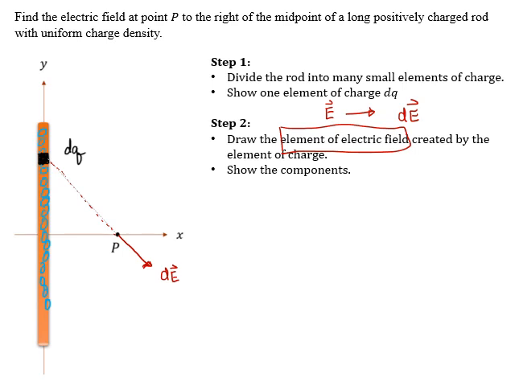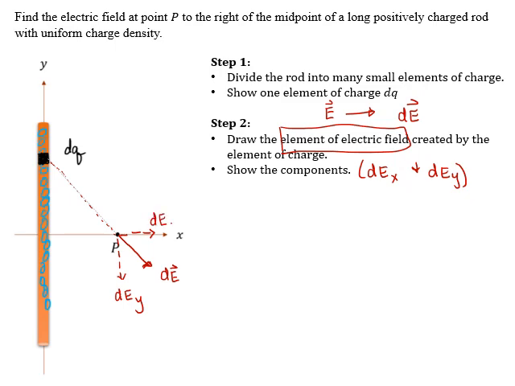dE is a vector, so it has components. Those components are going to be the x component and the y component. So we should show those components as well. So the x component is going to be to the right, and the y component is going to be down. So those are the x and y components of that little element of electric field.